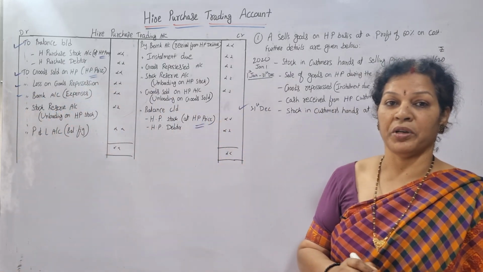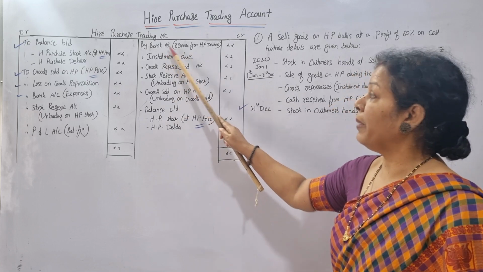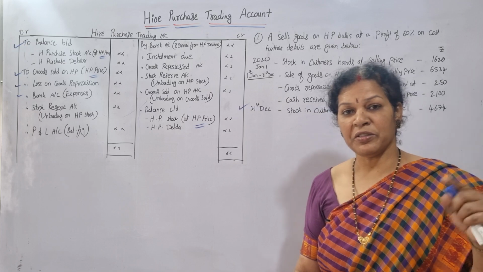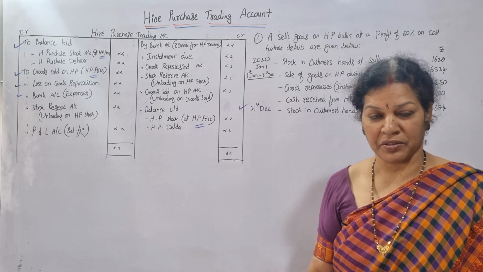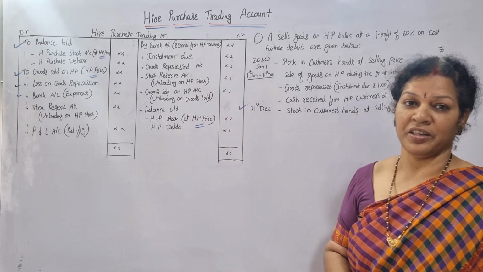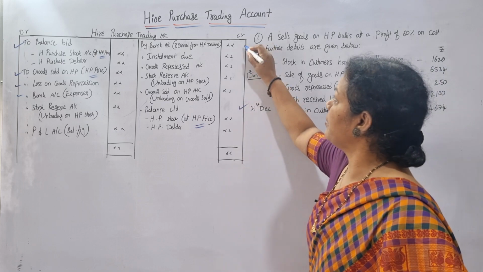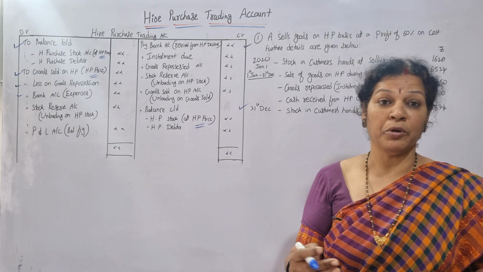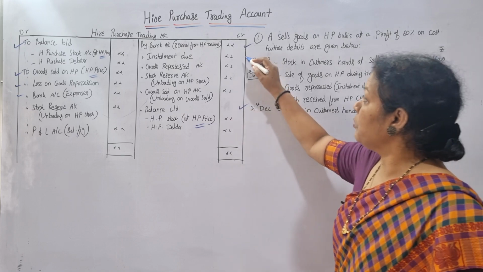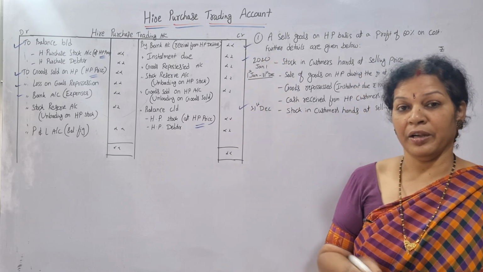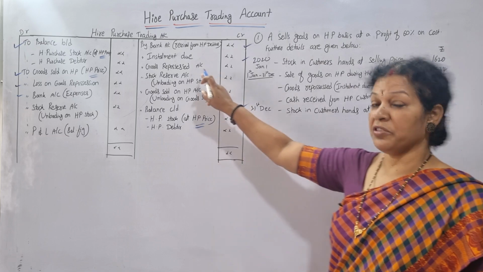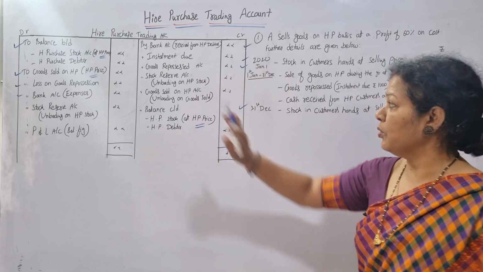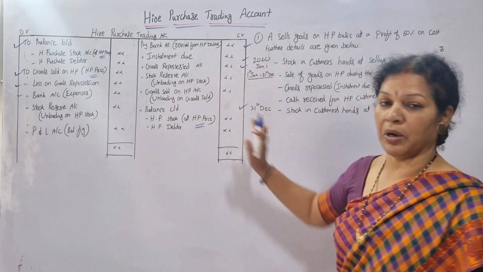Now credit side, what do you write? On the credit side, remember, bank account means amount received from hire purchase debtor. If the hire purchase debtor is making any payment, that will be on the credit side, which you write as by bank. Next, installment due, the installment amount about to be paid. So due comes on the credit side. And also the goods repossessed account. The goods repossessed amount you will write on the credit side. These transactions are common.